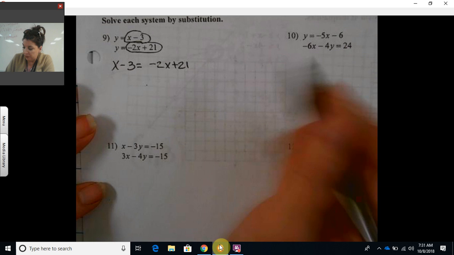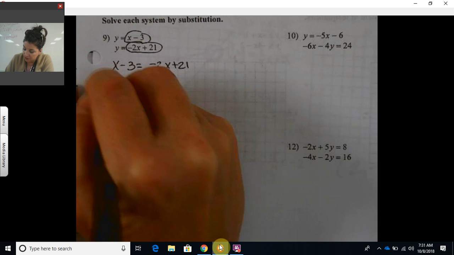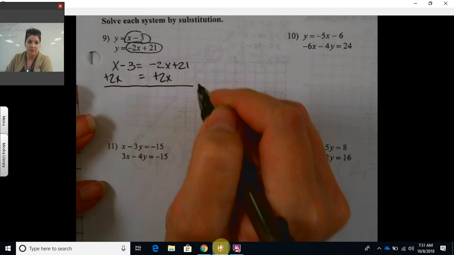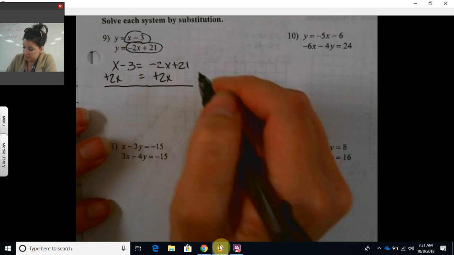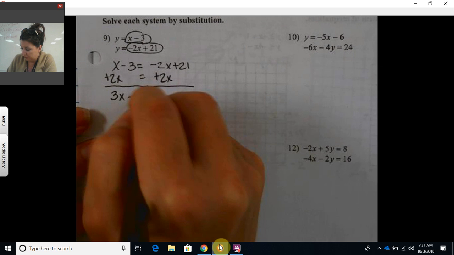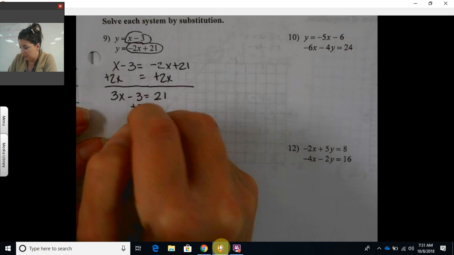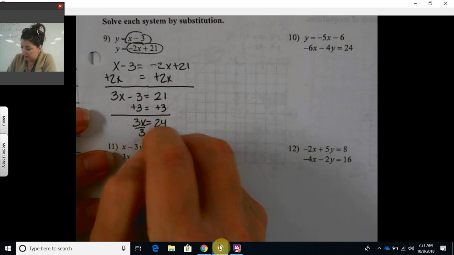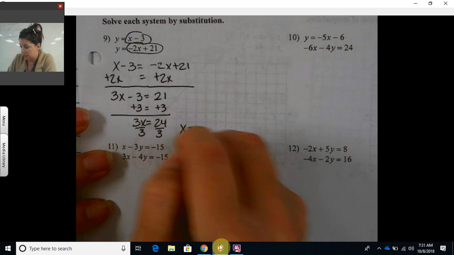So notice now you only have x's in your equation, so you can solve for x. So there are several things we could do here. I personally would choose to add 2x to both sides first. I like to get my x's together and I like to make them positive. So x plus 2x is 3x. Then I would add 3 to both sides. Divide each term by 3, and x equals 8.